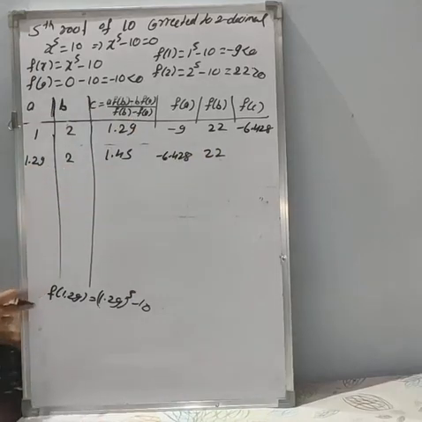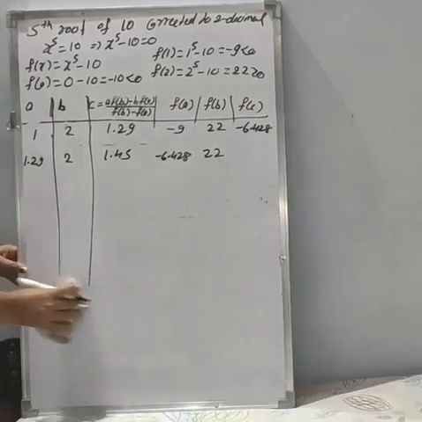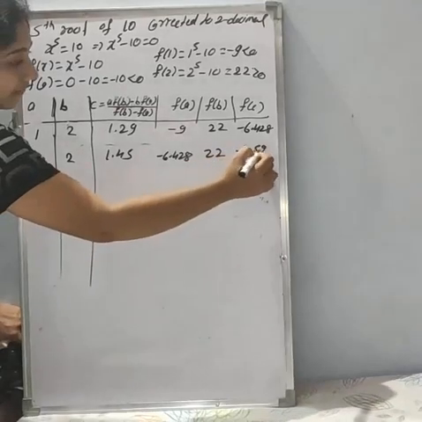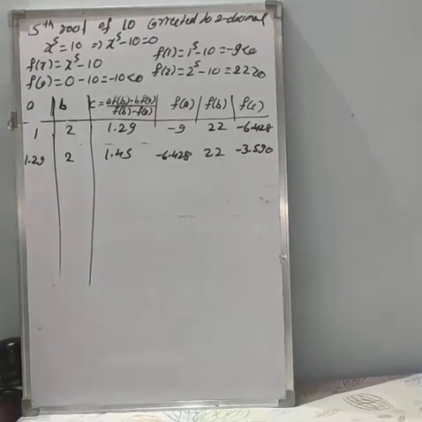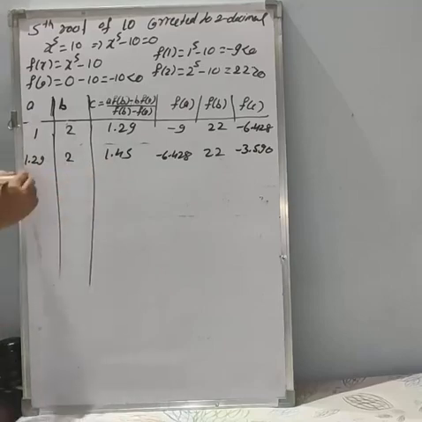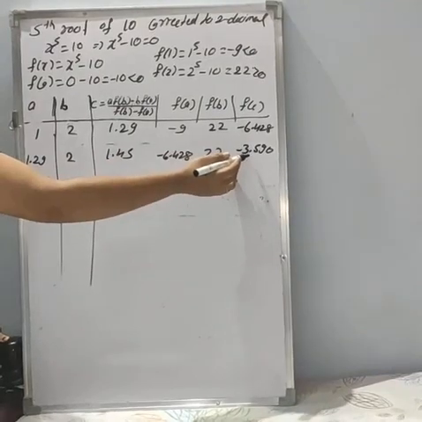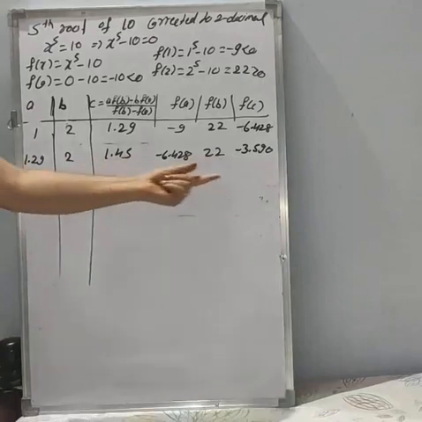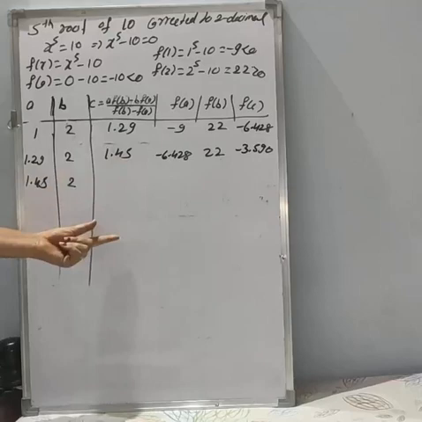Substitute these two values in this formula, you will get 1.45. Next find f of 1.45, that is 1.45 raised to 5 minus 10. If you substitute, you will get minus 3.590. I have written only up to 2 decimal places because we want up to 2 decimal places. Similarly, next the root lies between 1.45 and 2, because for 1.45 we again have a negative value. Again write down the corresponding values, substitute in this formula, calculate, and you will get your answer.